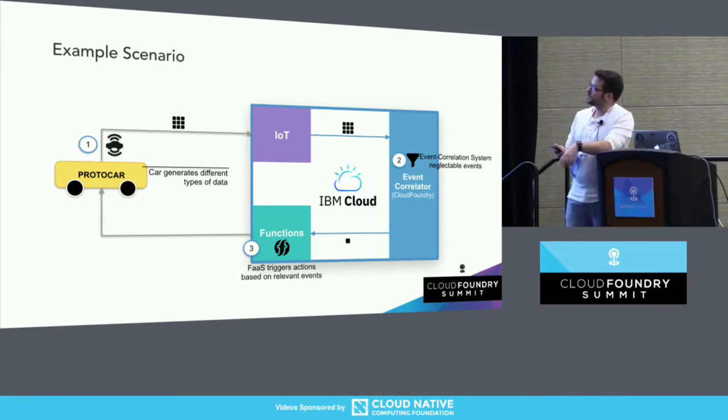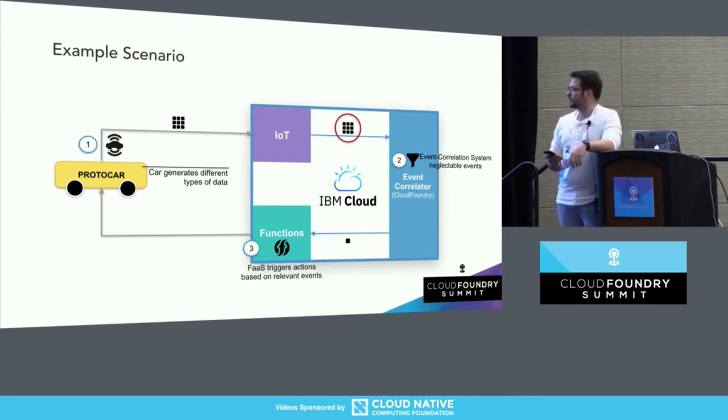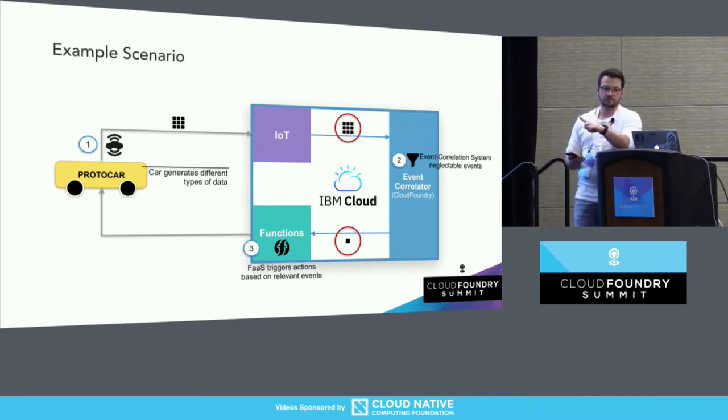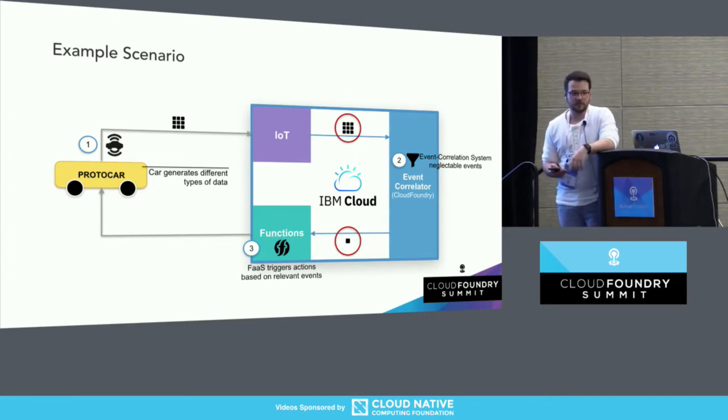And from there, we used the IoT service as IoT gateway, and we consumed all the incoming events in our event handling system, which was based on Cloud Foundry, to filter them and strip them down to really just relevant events that are actually triggering the serverless platform. And the serverless platform has functions that gave feedback back to the car. So that overall was like a feedback loop. We'll come to that later. You will see a demo of what we actually did.